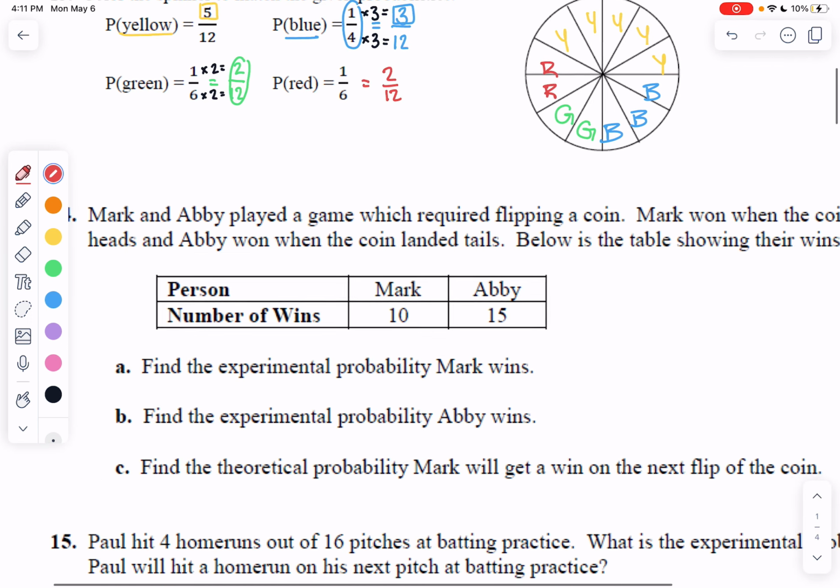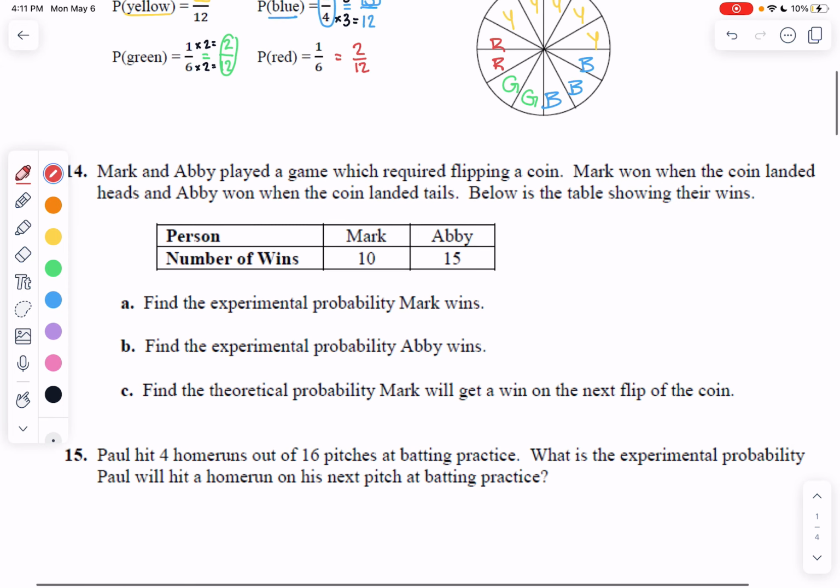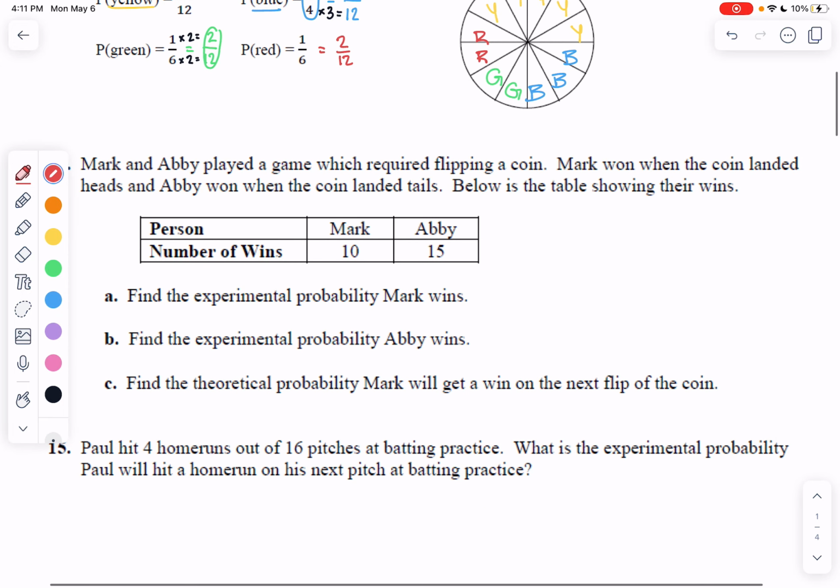Number 14 says, Mark and Abby played a game which required flipping a coin. Mark won when the coin landed heads, and Abby won when the coin landed tails. Sounds like a very fun game. Below is the table showing their winnings. They want us to find the experimental probability that Mark wins and the experimental probability that Abby wins.